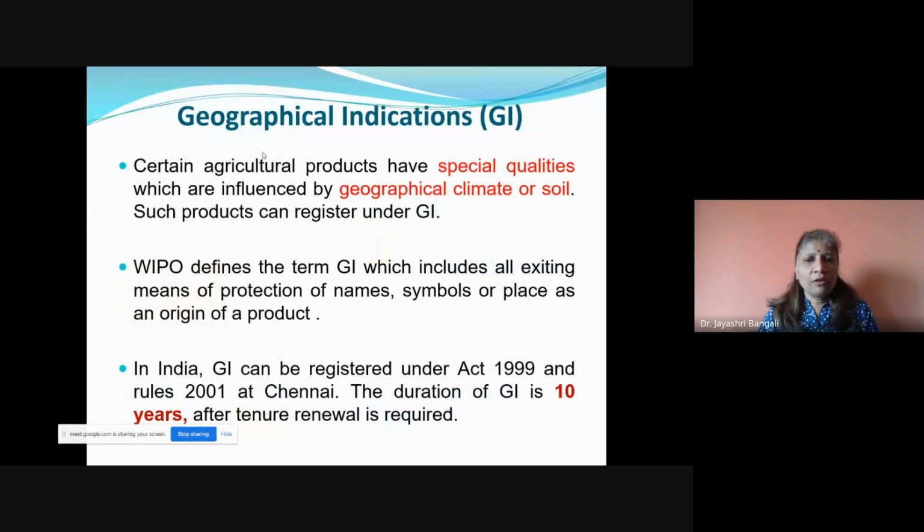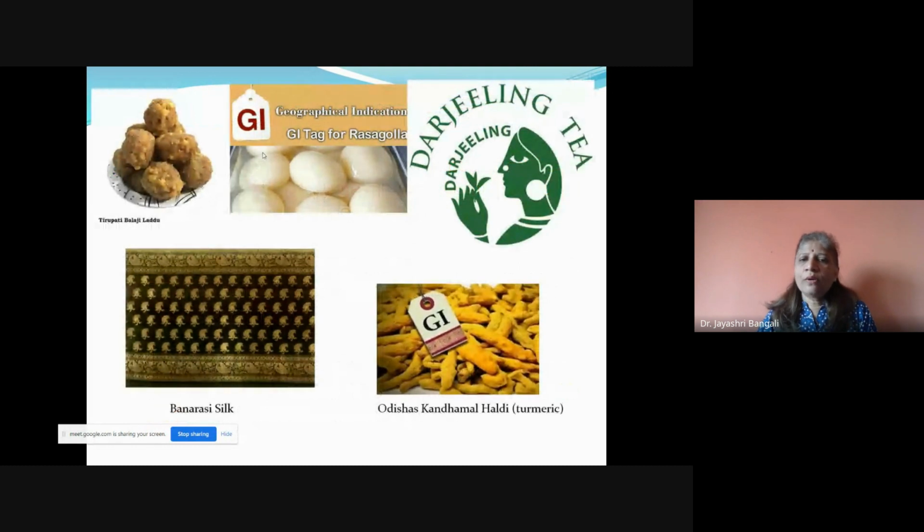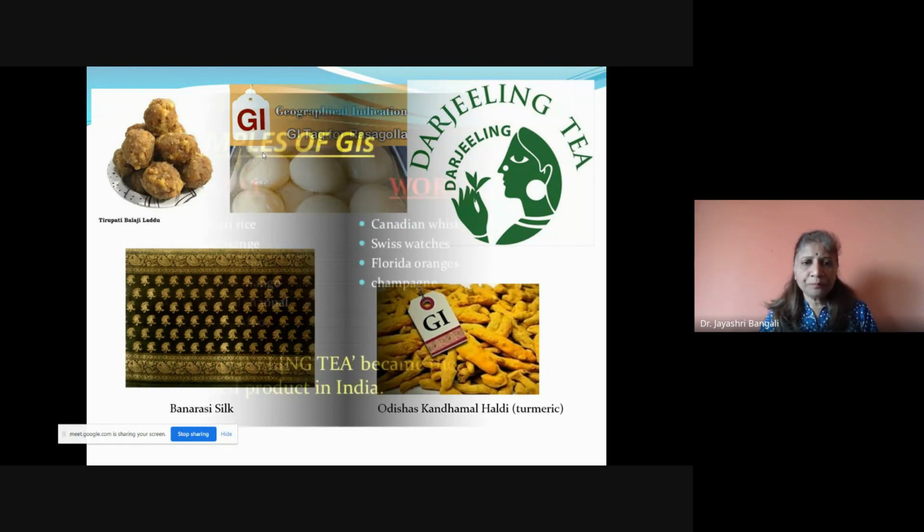The third one is the geographical indication. A geographical indication is basically a special quality which is influenced by geographical climate or soil, and you can protect this under the GI. This GI can be registered under the Act of 1999 in India. You might have heard about this because the Tirupati Balaji Laddu is a GI, because this type of laddu is a speciality of Tirupati Balaji. Darjeeling tea is a GI, then Banarasi silk is a GI. All these are GIs and they are protected, so you cannot use this.